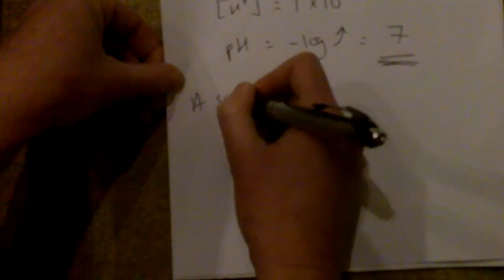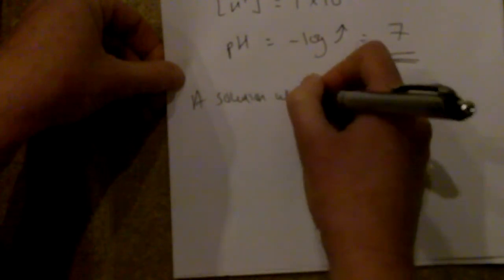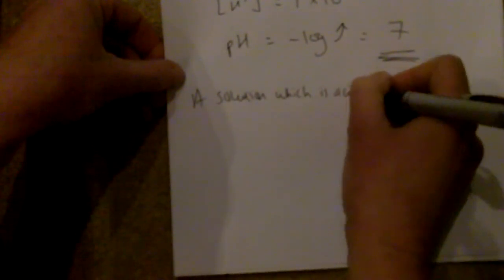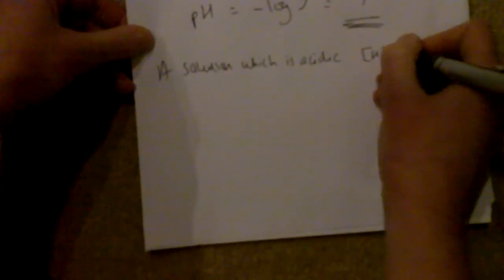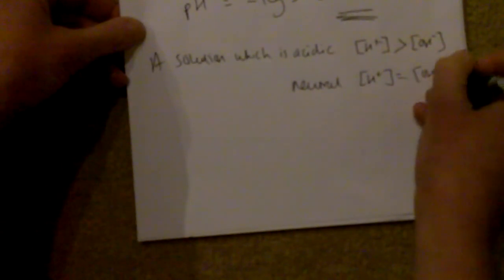Okay, final point, a solution which is acidic: when it's acidic, it means that the H plus concentration is greater than the hydroxide concentration. When it is neutral, it means that the two concentrations are equal to each other. If a solution is alkaline, then it means that the H plus concentration is lower than the hydroxide concentration.